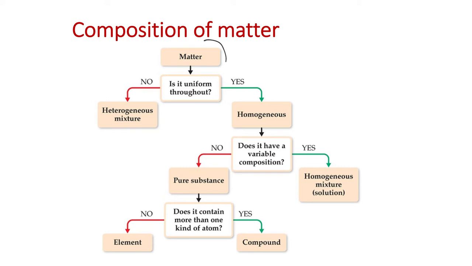You can usually look at something and see, is the whole thing the same? If I look everywhere, does it look the same? And if it does look the same, then we just say that it's homogeneous. Now, it doesn't mean it's a homogeneous mixture. We just mean it looks the same by homogeneous.